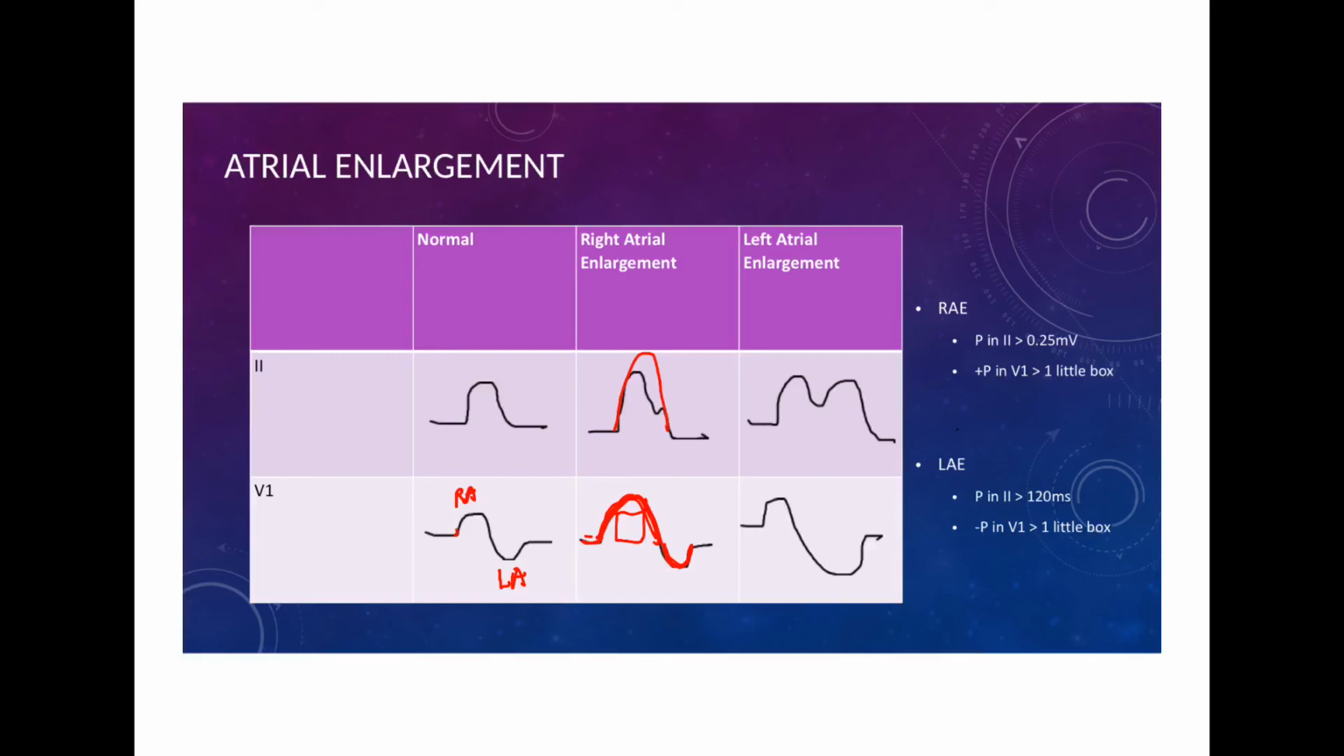And left atrial enlargement, the biggest thing is an increase in the width of the P wave in lead 2. So if you see a P wave greater than 120 milliseconds, 3 little boxes, and with double peaks, then you're looking at a left atrial enlargement. Similarly, in V1, in left atrial enlargement, that second negative part of the P wave, which corresponds to the left atrial depolarization, is much, much bigger, and you can fit at least one little box underneath that curve.